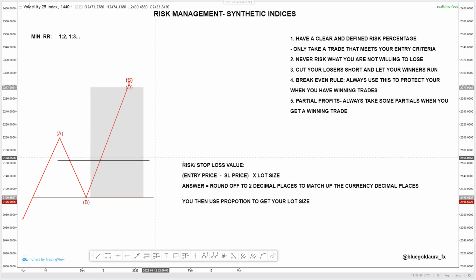This is what I call always paying yourself, okay? All right, so now that we understand this, break even and taking your partials is very, very important. So I'm not going to go much deeper.